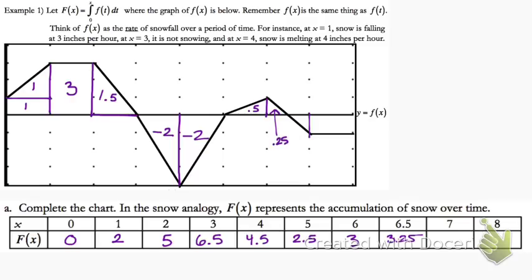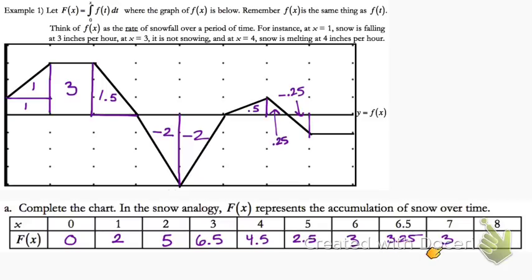Now, by the time we get to 7, notice that it's the exact same shape as this one. So base is a half, height is 1. So 1 times 1/2 times 1/2 gives me a negative 0.25 since it's below the curve. So luckily by 7, that put me back to 3 again.